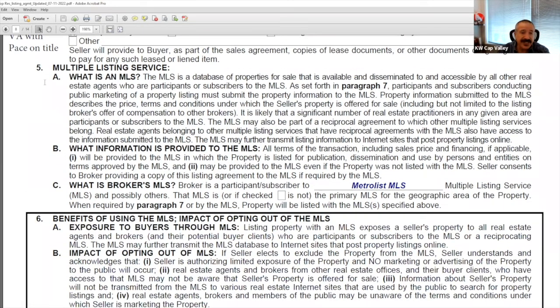The next section, section 5, describes what an MLS is and what information is going to go to the MLS and what MLS we use. As I said, our primary MLS is Metrolist MLS, and they're one of the biggest in the state, and they seem to be gobbling up a lot of the smaller ones as we go, which is good for us because we get better access.